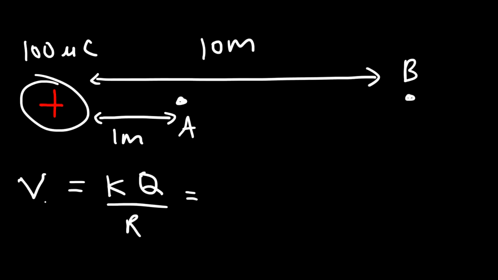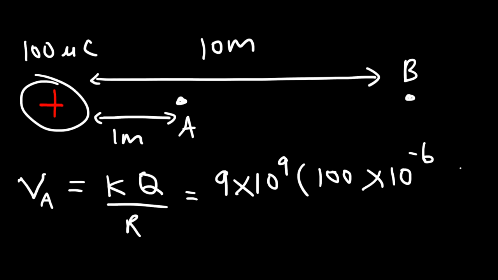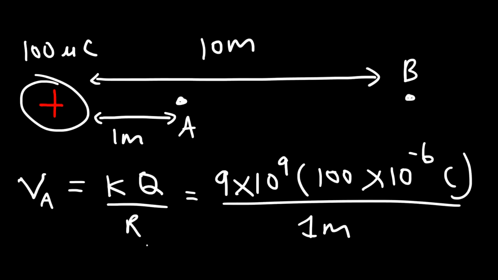So the electric potential at point A is going to be the K value, which is 9 times 10 to the 9, times Q, which is 100 microcoulombs, or 100 times 10 to the minus 6 coulombs, and the distance between the charge and point A, which is 1 meter. Let's call this RA. Now, if we plug in these numbers, this will give us a very big number of 900,000 volts, which is 900 kilovolts. 1 kilovolt is 1,000 volts. So that's the potential at point A.